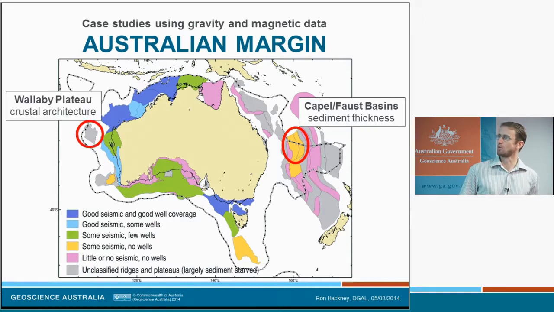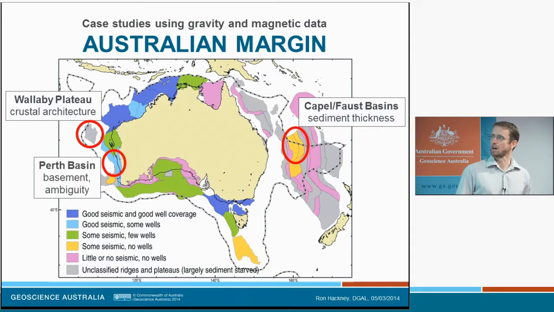I'm going to switch over to the Wallaby Plateau and talk a little bit about crustal architecture. The Wallaby Plateau is a region that's reasonably unknown. We don't know so much about it. Is it a piece of extended continental crust? Is it something else? I'll move down to the Perth Basin and give you an example of how we can maybe infer something about the composition of basement. And that's where I'll start to get into this point about ambiguity and uncertainty in the modelling you might do with potential field data as well.